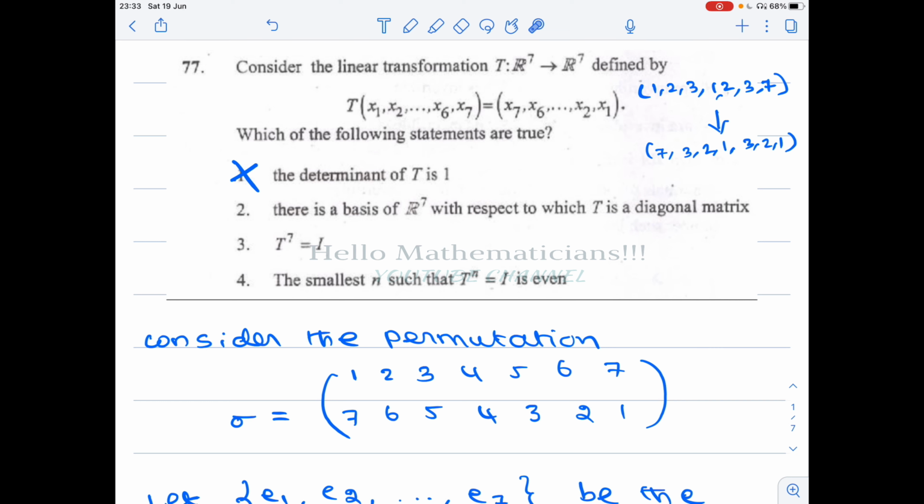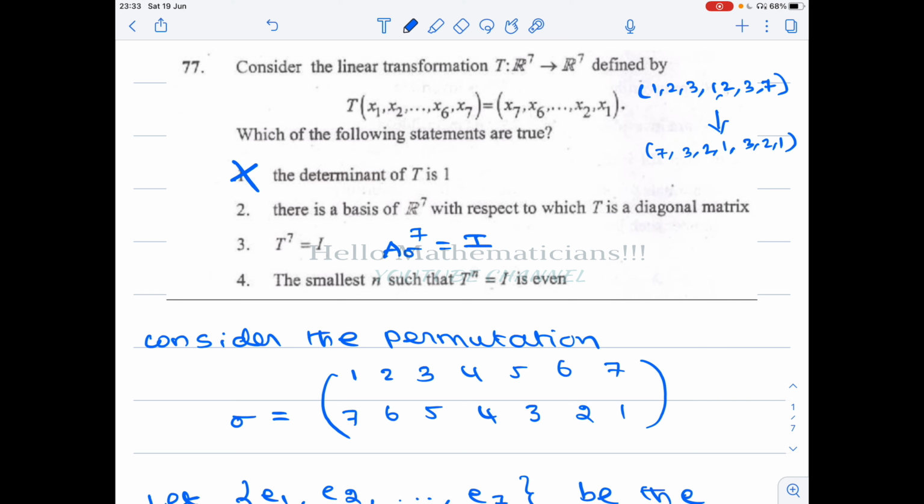Let's see. We first finish the third and fourth options, then we come to the second option. The third option says T power 7 equal to identity. Saying T power 7 equals identity is the same as saying that the matrix associated with T, raised to the power 7, equals identity, because the matrix and the associated linear transformation are the same. So this option says that A sigma power 7 equals identity. That is the question. Because T and A sigma are the same; A sigma is the matrix of the linear transformation T.